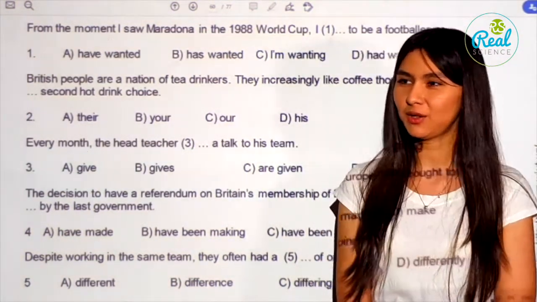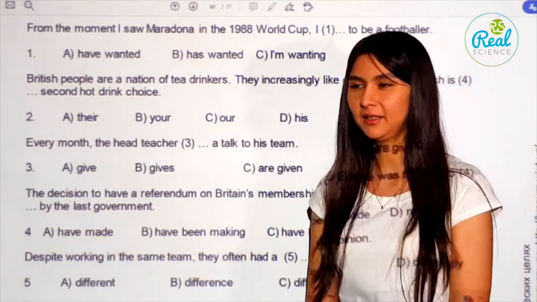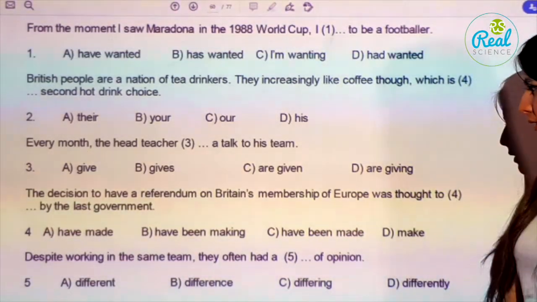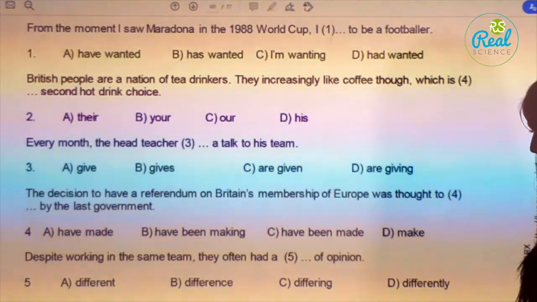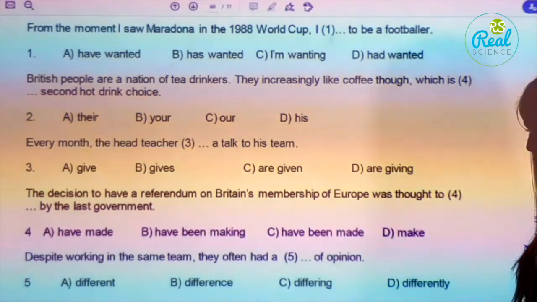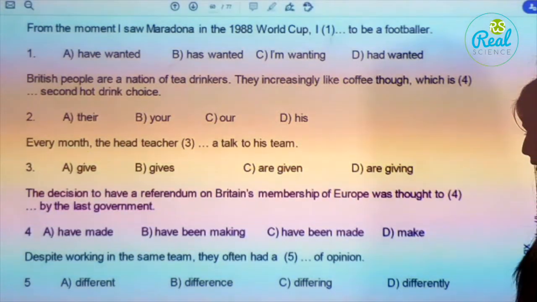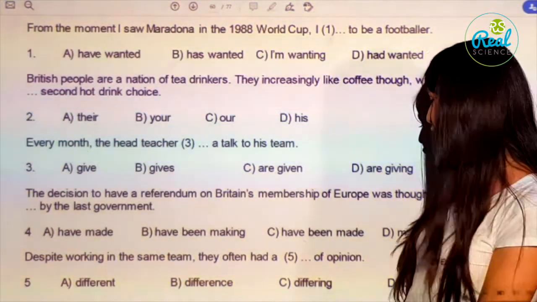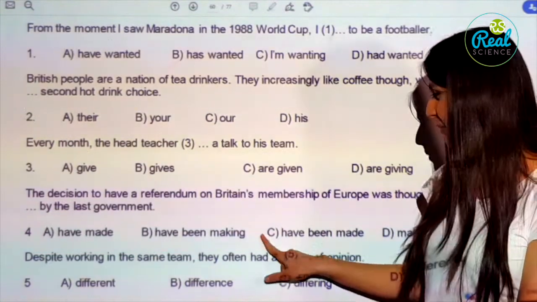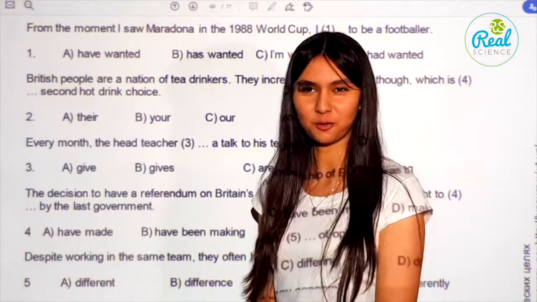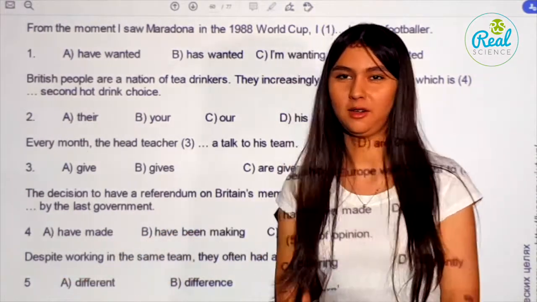Next one, Shahzadeh. Can you read? The decision to have a referendum on Britain's membership of Europe was thought to have been made by the last government. Good job. The correct answer is "have been made". Very good. So you are going so fast and so correctly, guys. Good job. The 5th one.